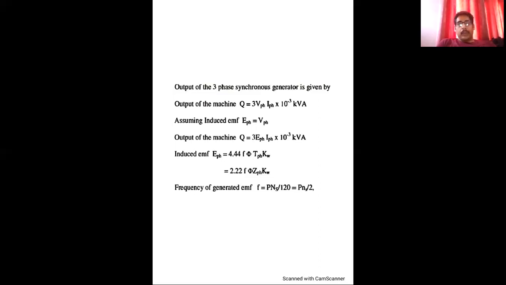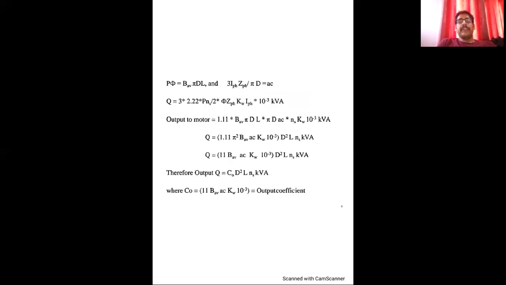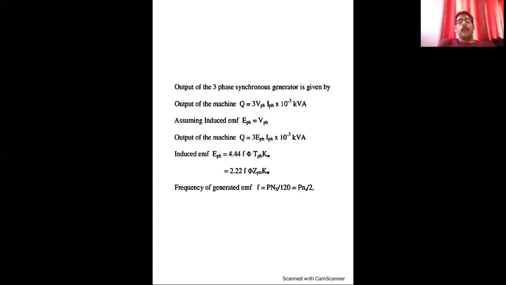We know that in the case of a synchronous machine, the induced EMF, that is EPH, is equal to 4.44 into f into phi into TPH into KW. Now we have to convert this TPH, that is turns per phase, into conductors per phase. For that, you have the equation 2.22 f into phi into ZPH into KW, that is, ZPH is basically equal to TPH upon 2. Is it clear? Now, we also know that the frequency of generated EMF f is equal to P NS upon 120, or it is P NS upon 2. The first figure is when the speed is in RPM, and the second figure is when the speed is in RPS.